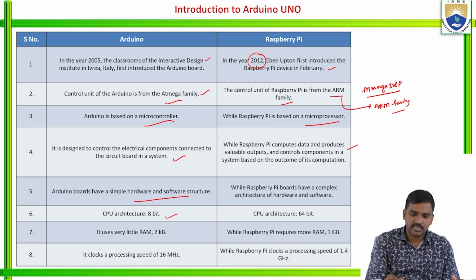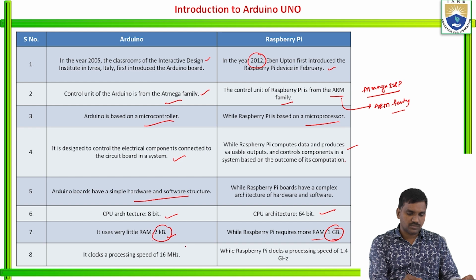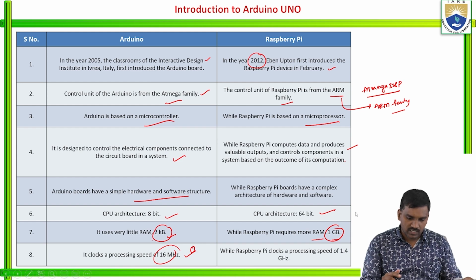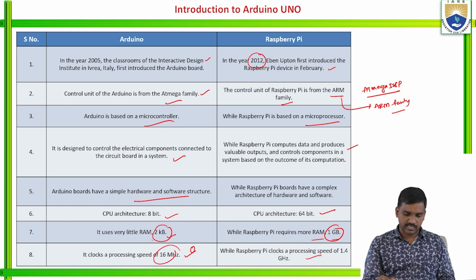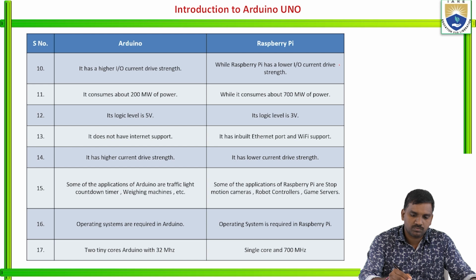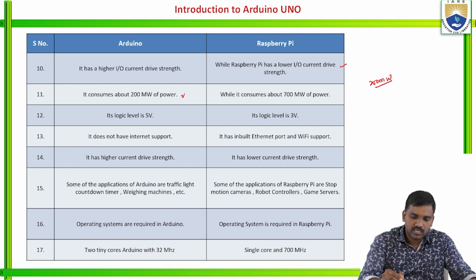CPU architecture is 8 bits for Arduino and 64 bits for Raspberry Pi, so the range of Raspberry Pi is bigger. Arduino uses little RAM, 2 KB, while Raspberry Pi requires more RAM, 1 GB. The clock processing speed of Arduino is 16 megahertz, as we discussed in the oscillator frequency, while Raspberry Pi's is 1.4 gigahertz. Arduino has higher input/output current drive strength, while Raspberry Pi has lower. Arduino consumes only 200 milliwatts of power, but Raspberry Pi consumes 700 milliwatts.